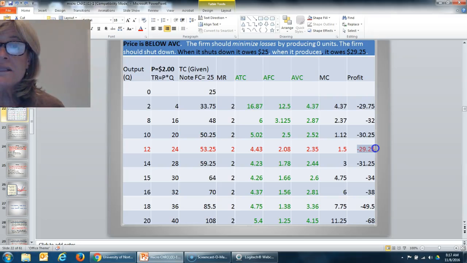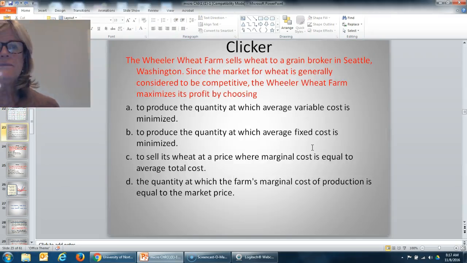If I go out of business, how much do I lose? I lose $25. So it's a much better deal to just go out of business. If your price is less than average variable cost, go out of business. You'd be better off. All right, so let's take a look at some of these questions.